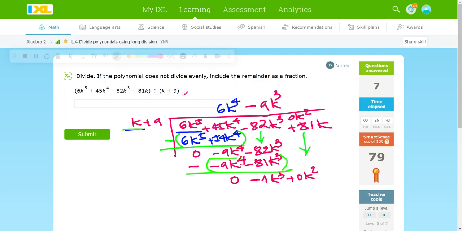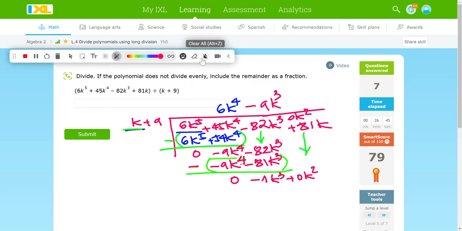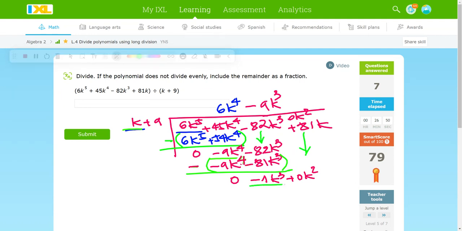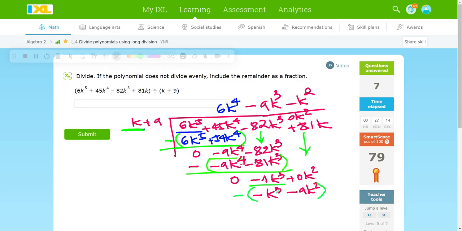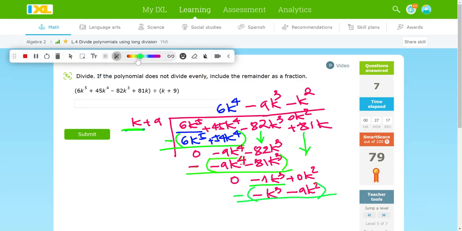Let's do the division over here. I take negative 1k cubed divided by k, and that should come out at negative k squared. Multiply them back: negative k cubed. Then subtract k squared times 9, which becomes subtract 9k squared. Put them in parentheses and then subtract. It's a little tight here, but we can make it work.